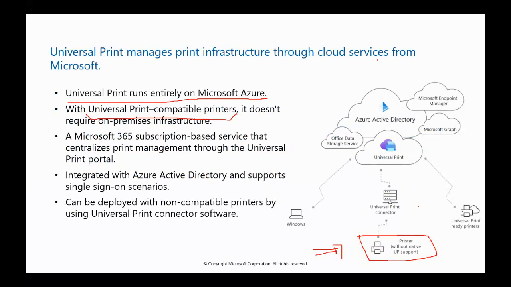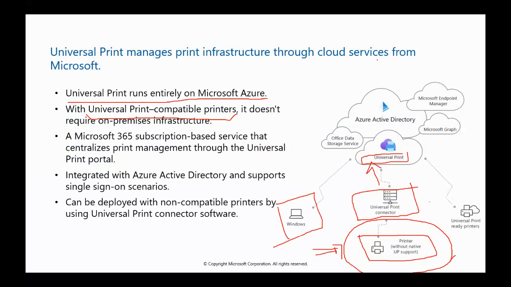You will have to connect this printer through its driver to the universal print connector, and this universal print connector will connect to Azure that has this service, the universal print. Then whenever you need to send anything from your remote location to print it at this printer, you can do that easily.